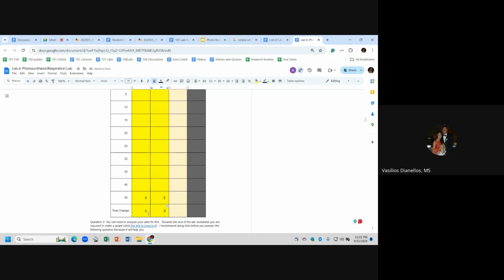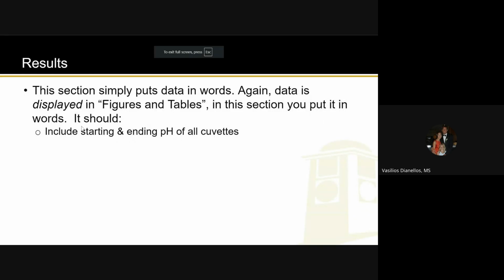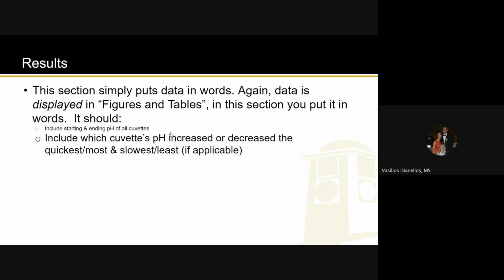You're just going to put it in paragraph form, right? So again, going back here, you're going to list the starting and ending pH of all the cuvettes. So the cuvette closest to the light started at this pH, ended at this pH. The cuvette farthest from the light started at this pH, ended at this pH. You're going to include that information. You're also going to include which one increased or decreased the quickest, or the most, or the slowest, or the least. So try to remember the example I gave earlier in this lecture.